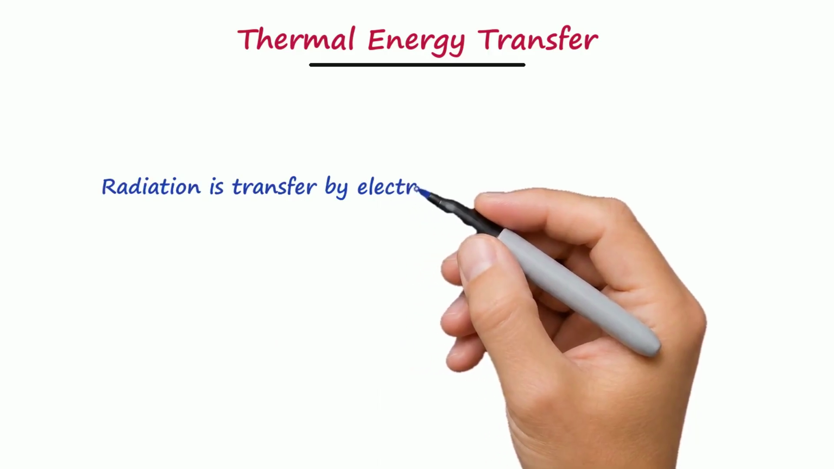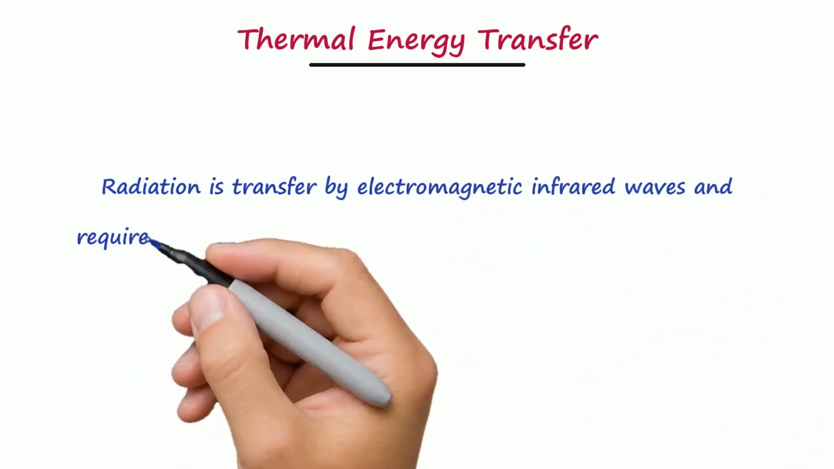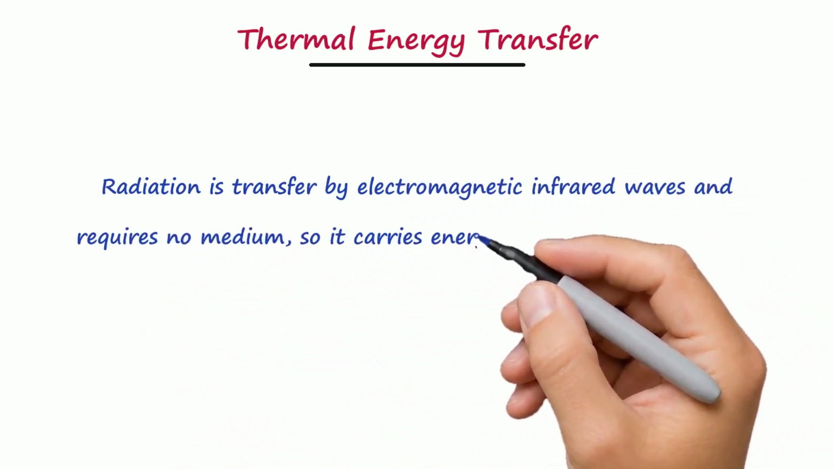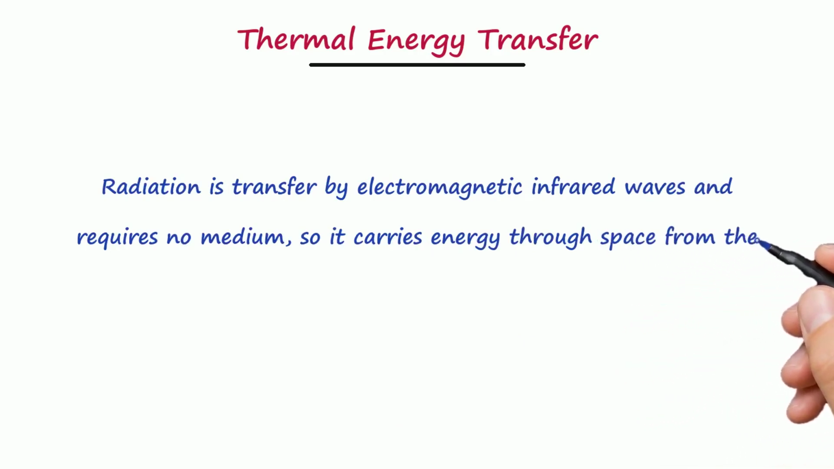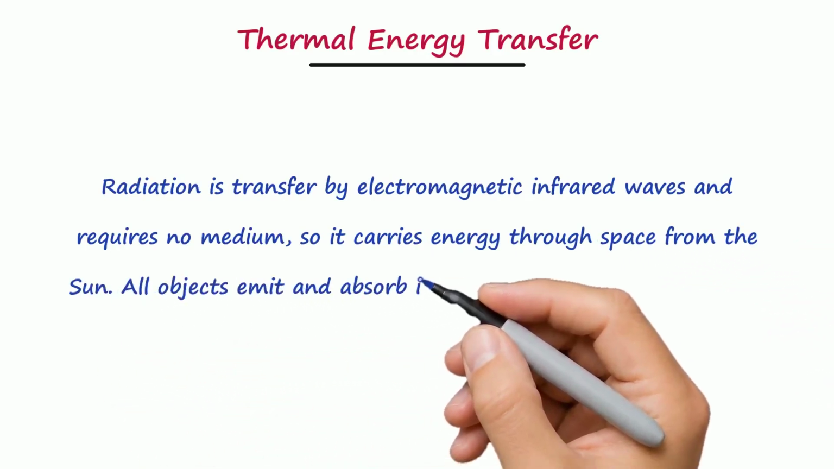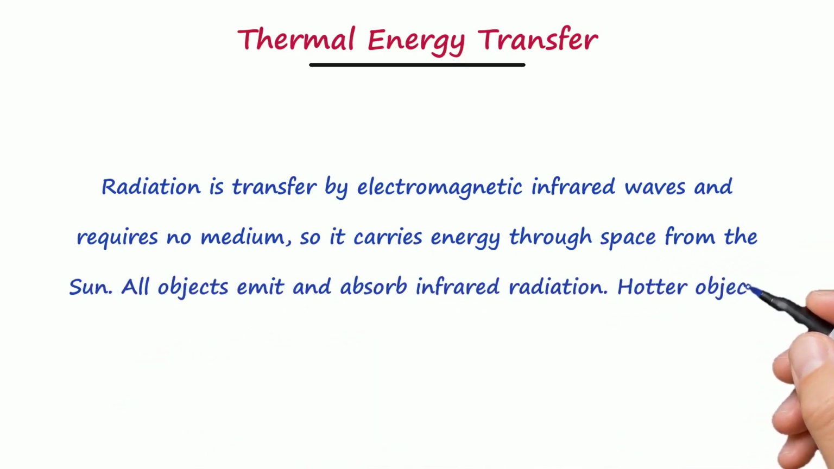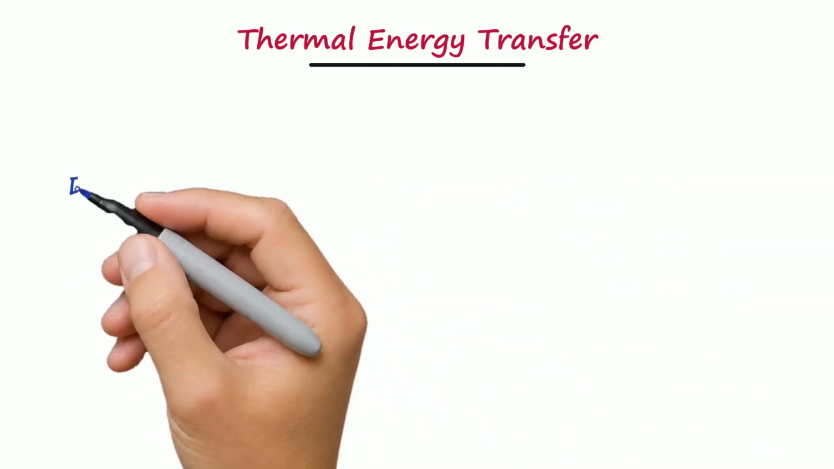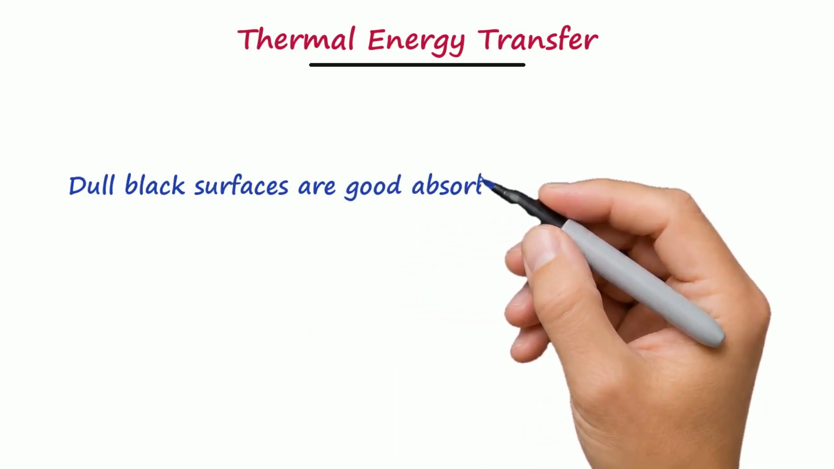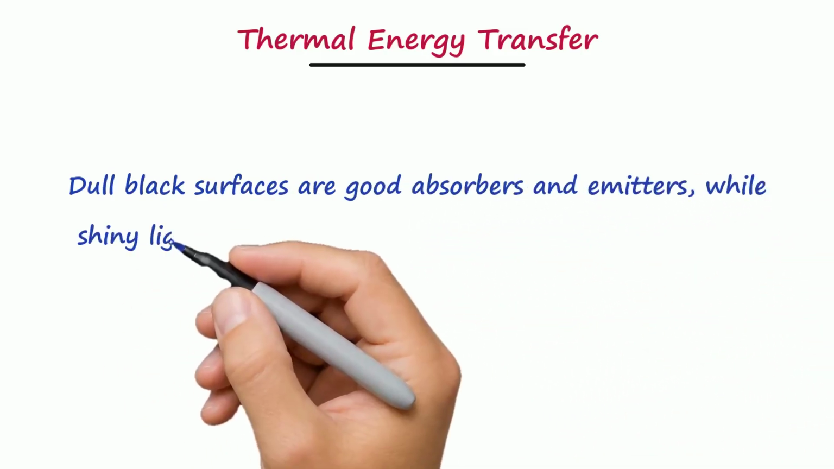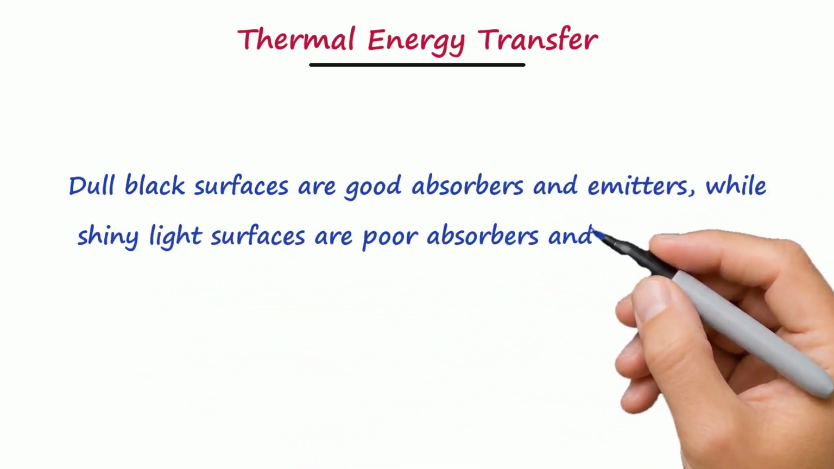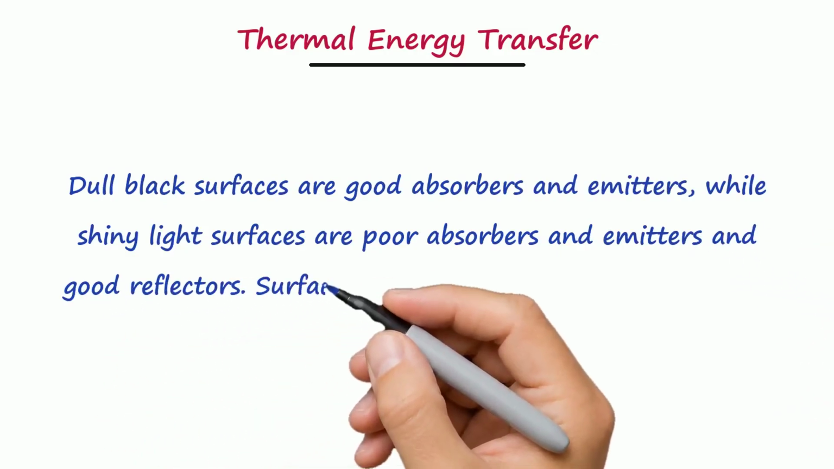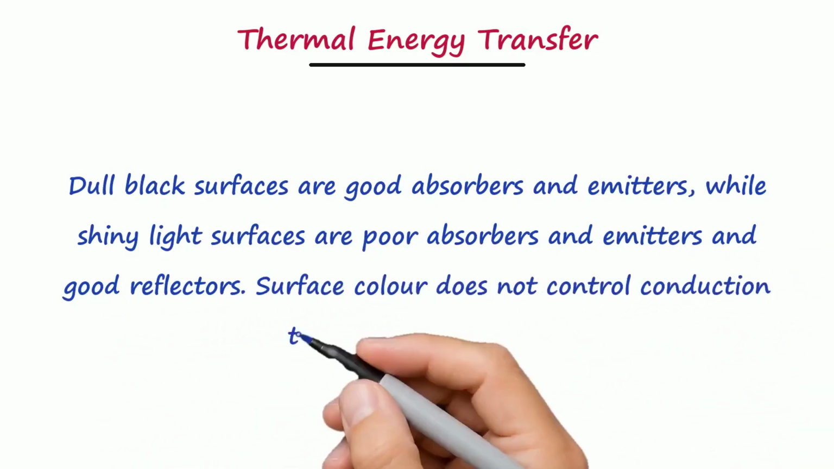Radiation is transfer by electromagnetic infrared waves and requires no medium, so it carries energy through space from the sun. All objects emit and absorb infrared radiation. Hotter objects emit at a greater rate. Dull black surfaces are good absorbers and emitters, while shiny light surfaces are poor absorbers and emitters and good reflectors. Surface color does not control conduction through the material.